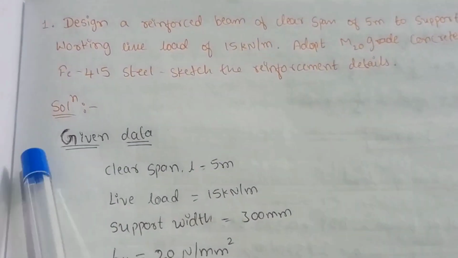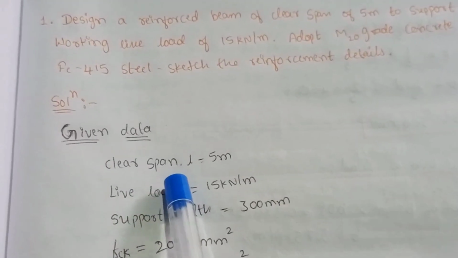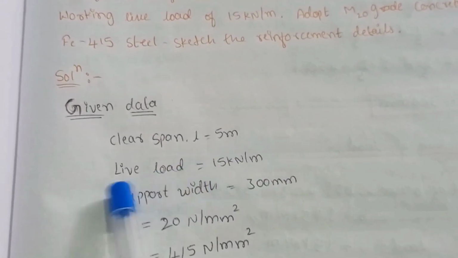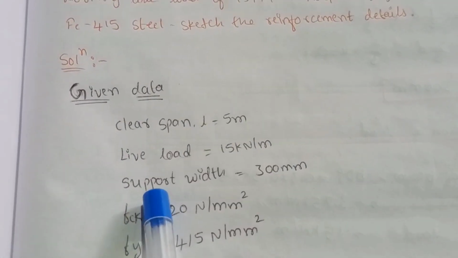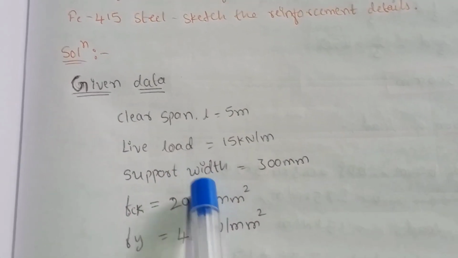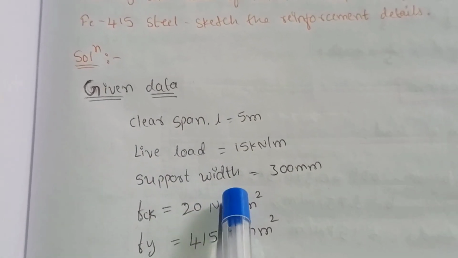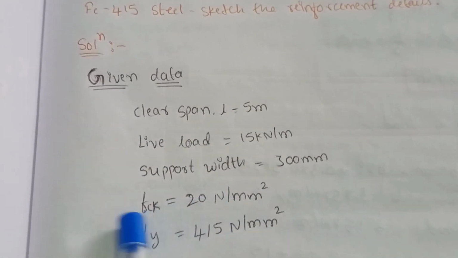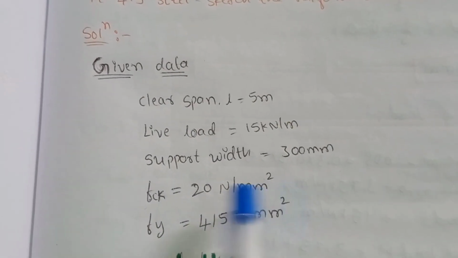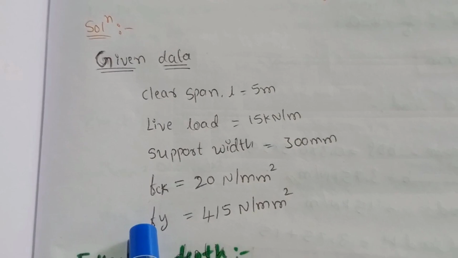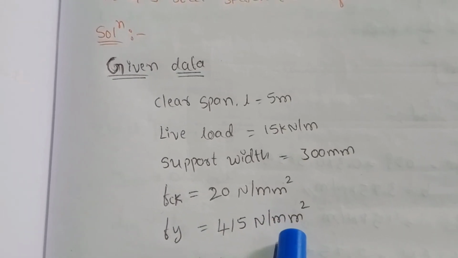What they have given, the given data are: clear span, that is small l, is equal to 5 meter and load is equal to 15 kN per meter. Support width they have not given, but in our calculation it is necessary, so I am assuming support width is equal to 300 mm. And fck, grade of concrete, they have given 20 Newton per mm square, and fy, grade of steel, they have given 415 Newton per mm square.